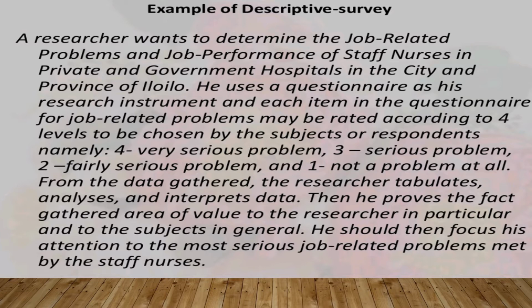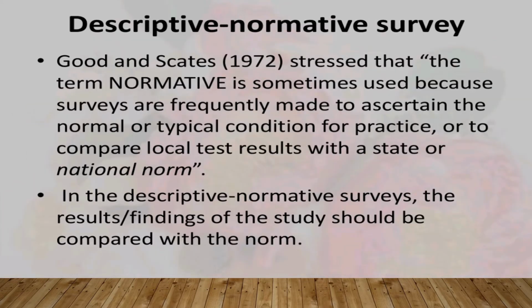From the data gathered, the researcher tabulates, analyzes, and interprets the data. Then he proves that the facts gathered are of value to the researcher in particular and to the subjects in general. He should then focus his attention on the most serious job-related problems met by staff nurses. Then the second is the descriptive normative survey.